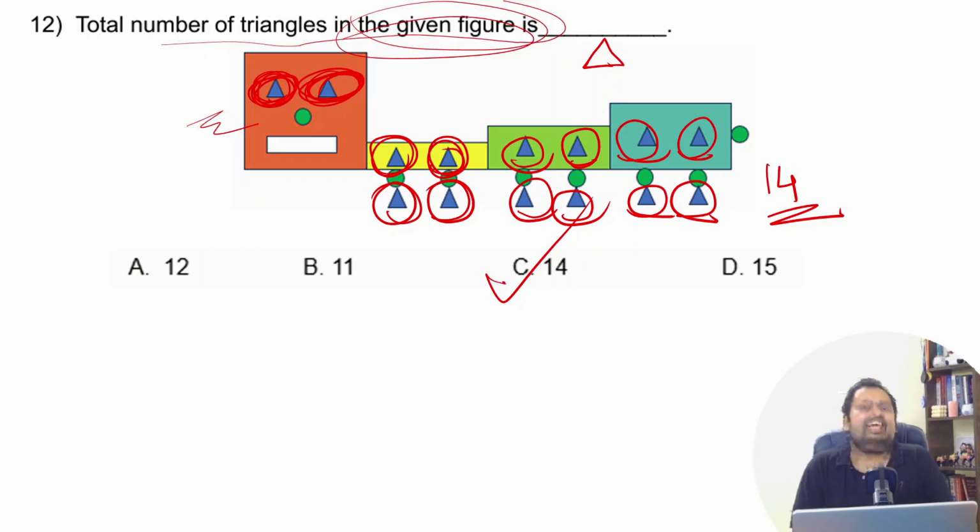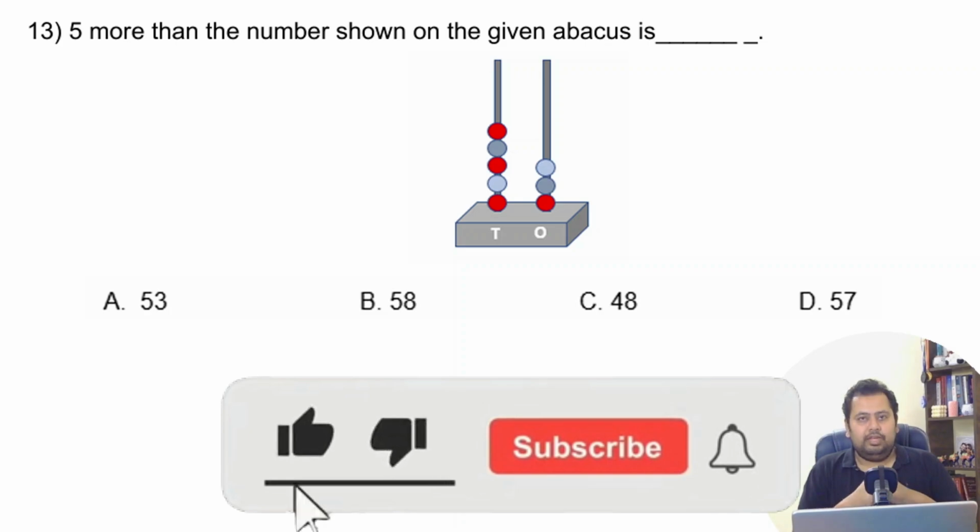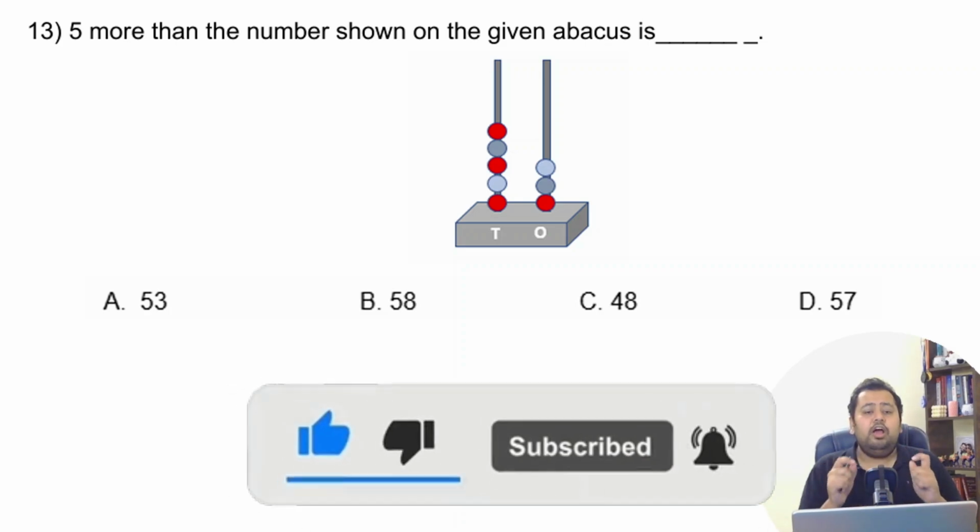Hope you got it correct. If you did, give yourself a star. And now we move to question number 13. Question number 13 says, 5 more than the number shown on the given abacus is dash. So you can see an abacus given over here. What is the number that is being shown in the abacus? First, you have to find that out.